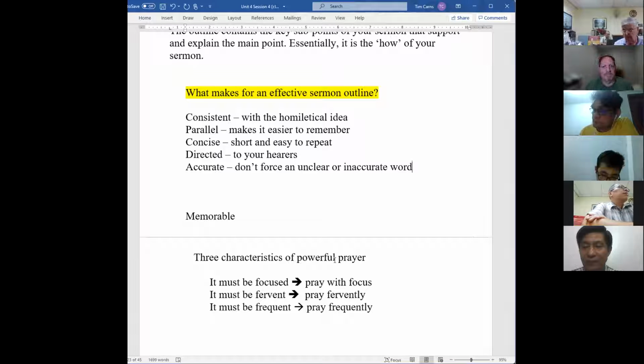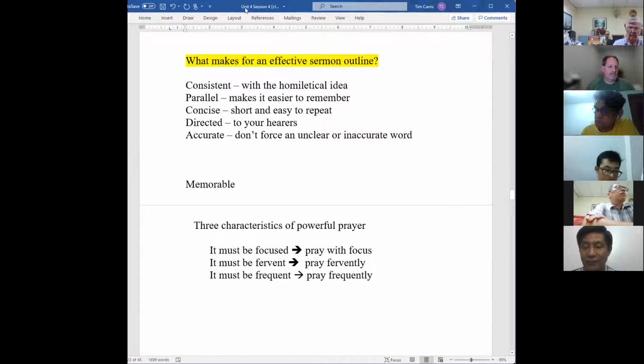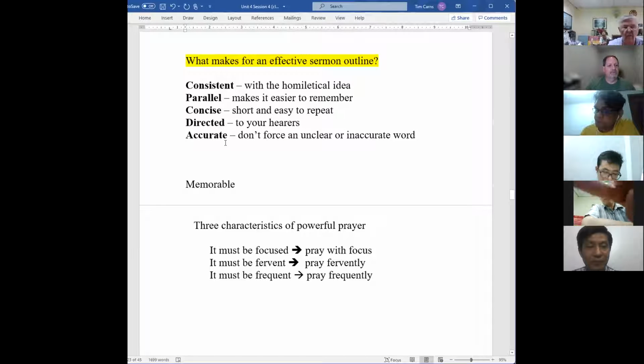We don't want to mislead people by choosing a word that may make it memorable, but is not accurate. So watch out for that. Okay, but these are the five, I think, if you can remember these aspects that make for an effective sermon outline.